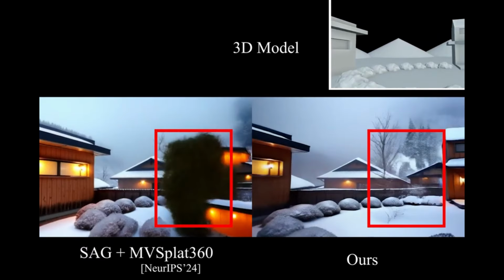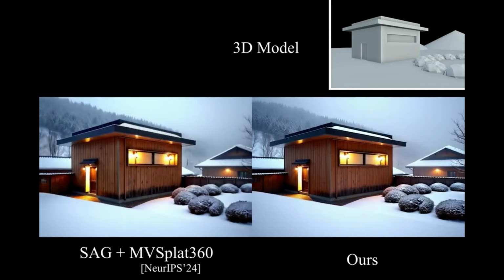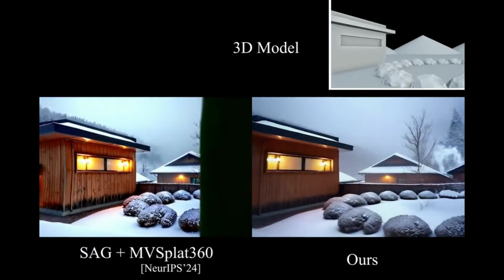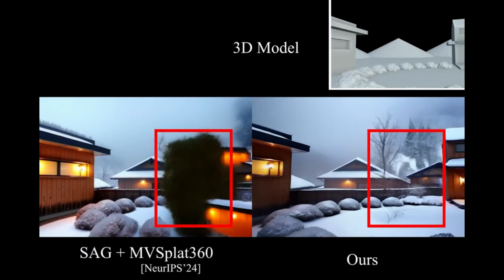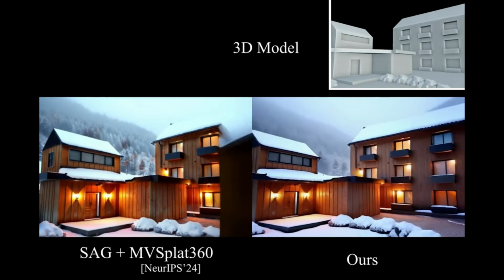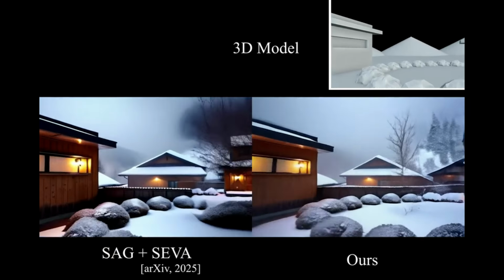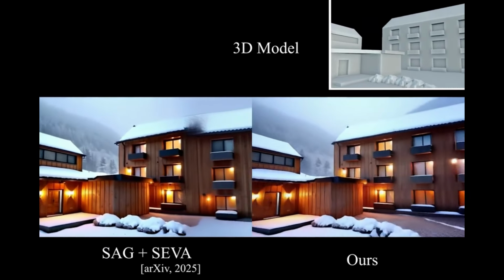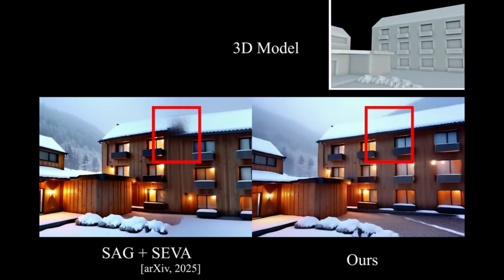Here's it against SAG plus MV Splat 360. Look at the left. The tree is a dark, glitchy mess. On our, or Video from 3D side, it's rendered perfectly. No contest. And one more against SAG plus Seva. The left side has distorted geometry and smoky artifacts. Ours is stable and crystal clear.